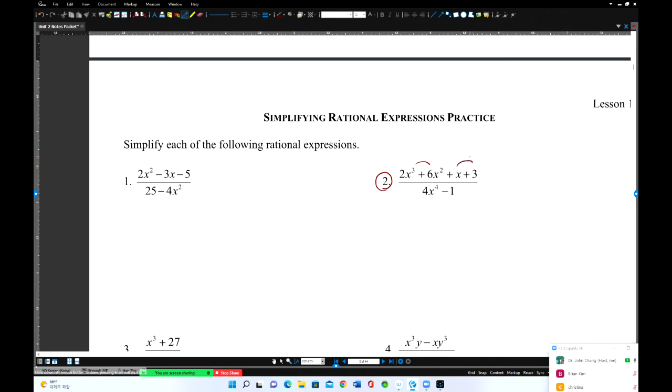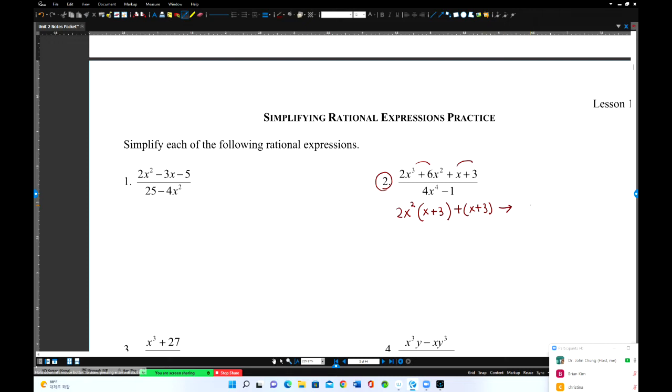For the first two, 2x squared is a common factor, right? Both are 2 and 6, so this number is 2, and x cubed and x squared, the common part is x squared. So I write down 2x squared out. Inside, what is that? We still have one more x, and the second term, 6 divided by 2, we still have 3. For the last part, the 3 is out. No more. That's our final factors.